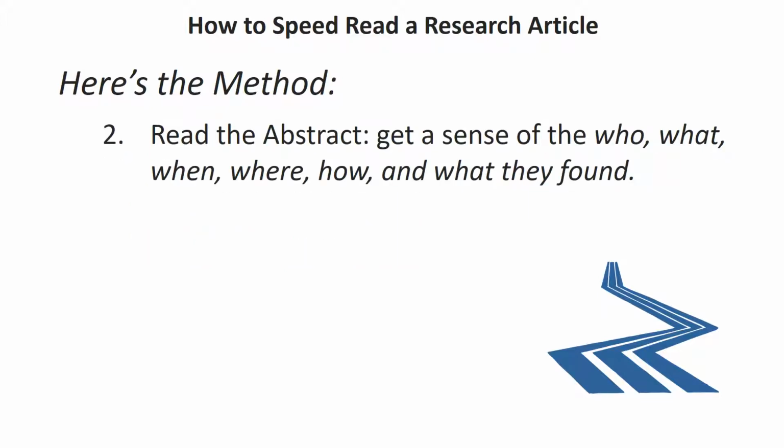The next step: if you've read the title and you've decided, yeah, this is one worth looking into, and you've got now the abstract, you're going to read the abstract to get a sense of the who, the what, the when, the where, the how of the study. And then you're going to look at what the researchers found. That's step 2, read the abstract.